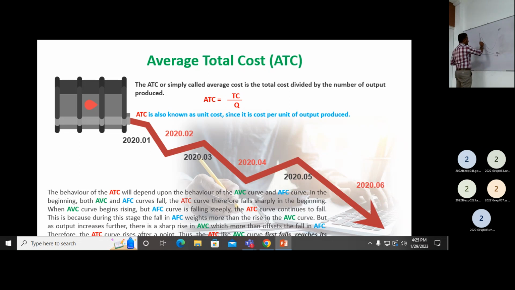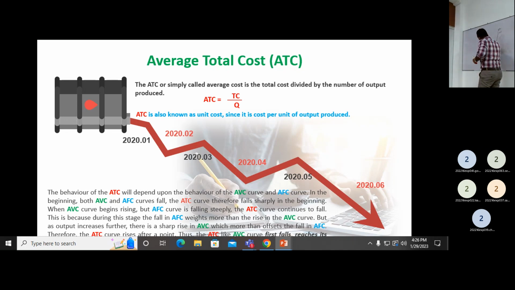And you could see, so this is how your average variable cost curve goes. Now, in this particular illustration, you could see that your average variable cost curve declines quickly and increases. This is the minimum point of your total cost curve, this is the minimum point of the average total cost curve, and this is the minimum point of your average fixed cost curve. Right?